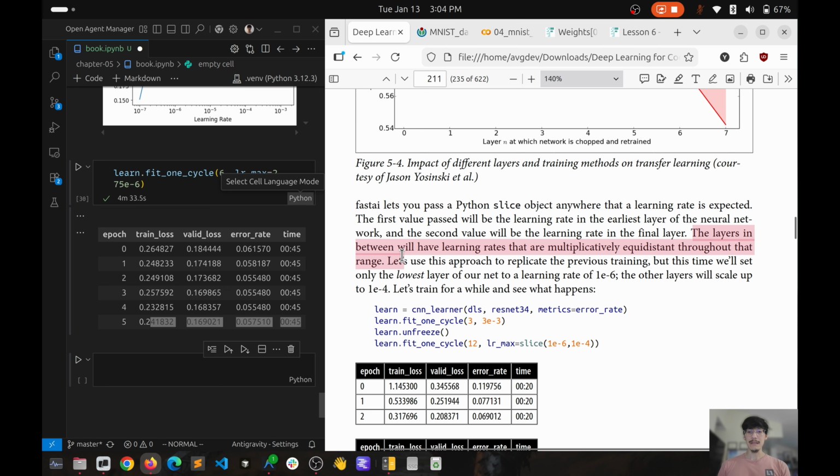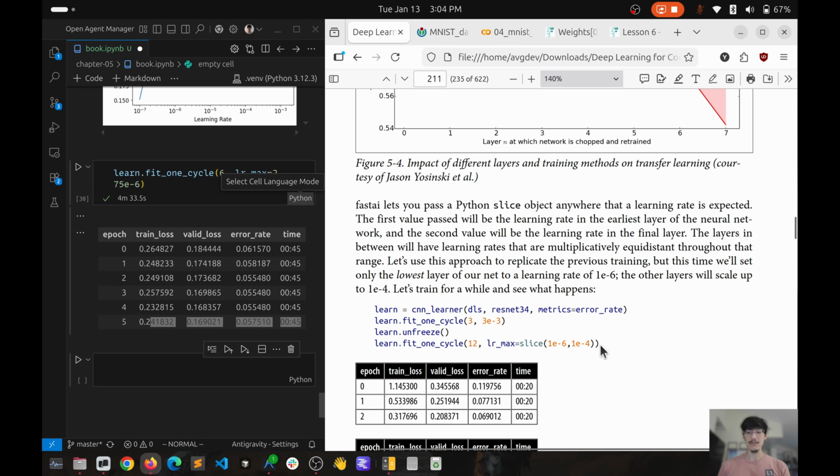The layers in between will have learning rates that are multiplicatively equidistant throughout that range. Let's use this approach to replicate the previous training, but this time we'll set only the lowest layer of our net to a learning rate of 1e-6. The other layers will scale up to 1e-4. Let's train for a while and see what happens.